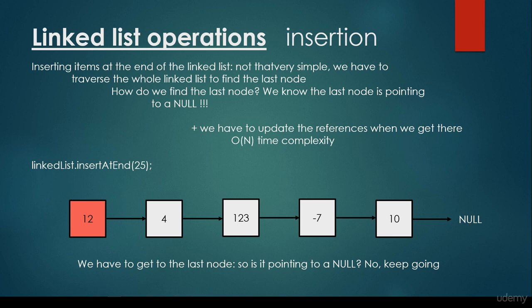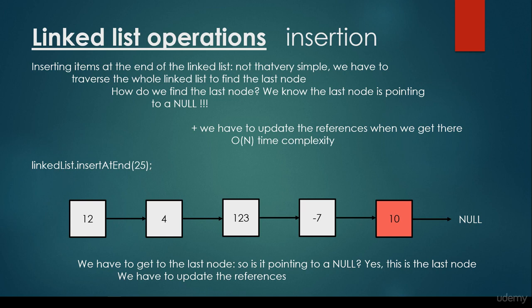So how do we know that that's the last node? That it's pointing to a null. Okay, so is it pointing to a null? No, it's pointing to 4. So let's hop to 4. Is it the last node? Is it pointing to a null? No, so we have to hop to the next node, which is the 123. Is it pointing to a null node? No, so it is not the last node. -7 is not the last node as well. But 10 is the last node because it's pointing to a null.